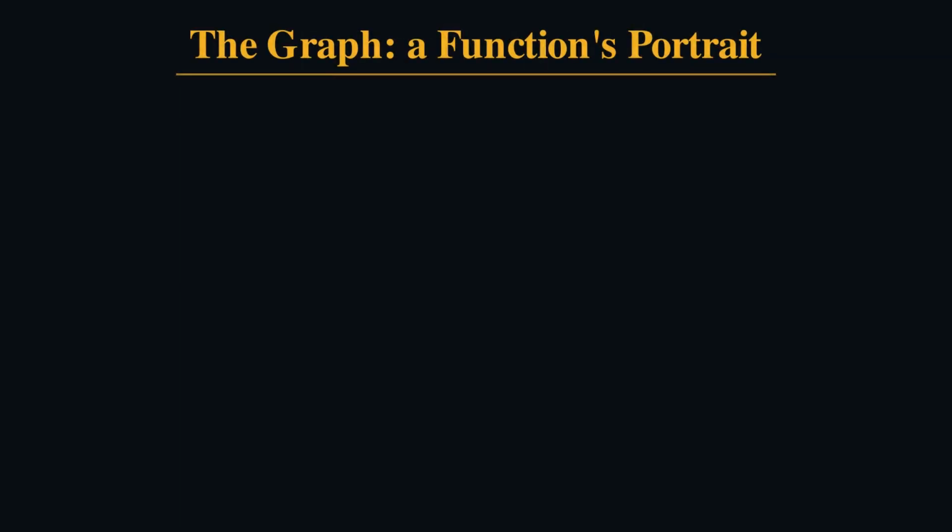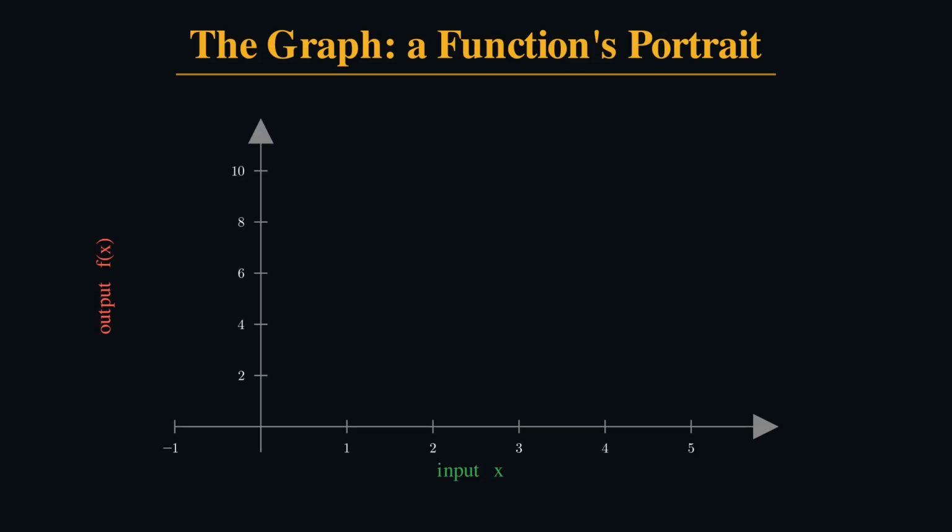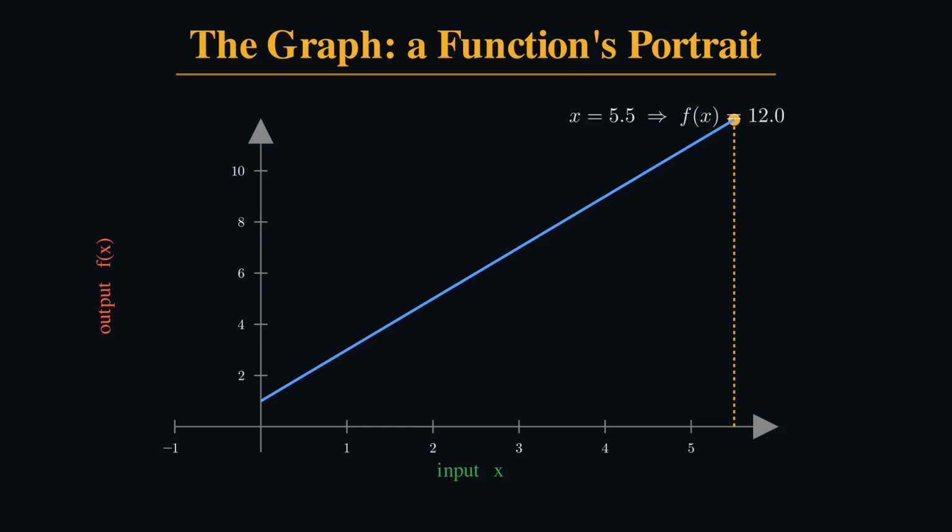So how do we see a function? We draw its portrait, called a graph. The horizontal axis is every possible input x. The vertical axis is the output, f of x. Watch. For each input, the machine gives one height. As we sweep the input from left to right, the yellow marker plots that height and traces out the curve. The graph is just every input-output pair drawn at once.